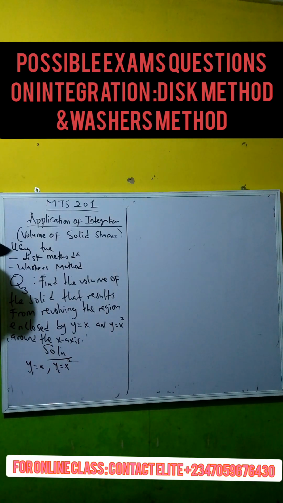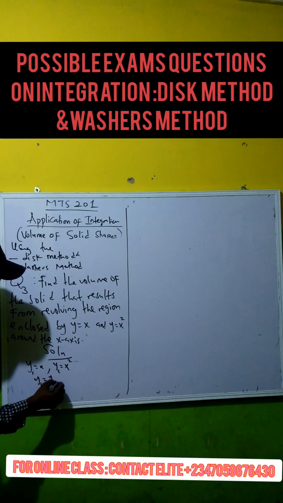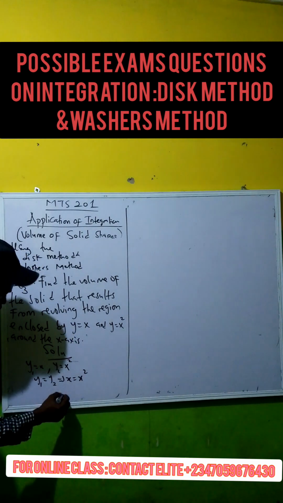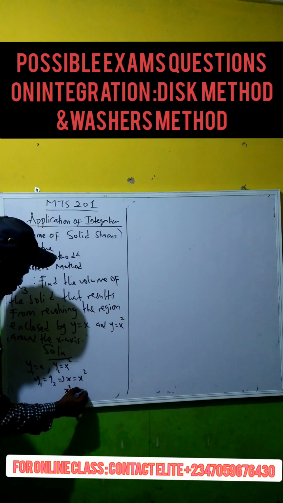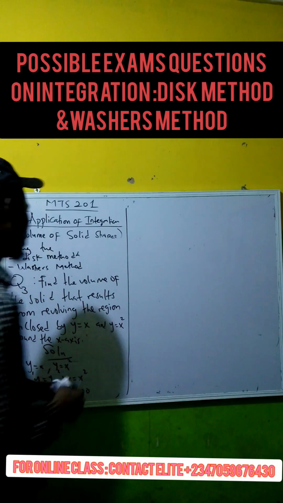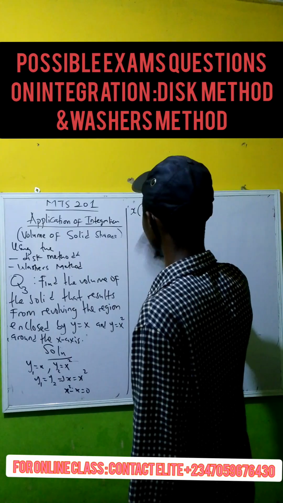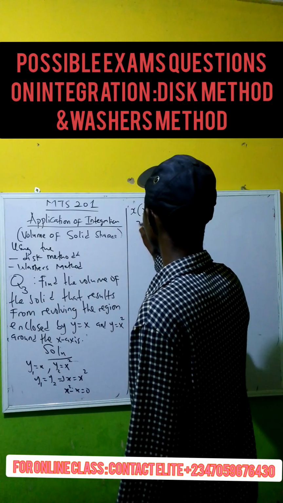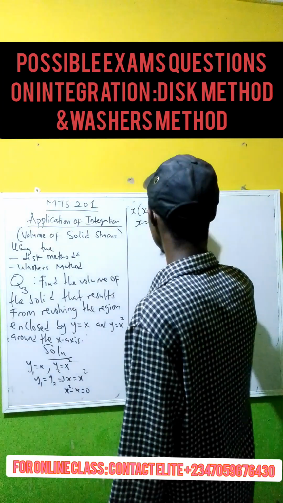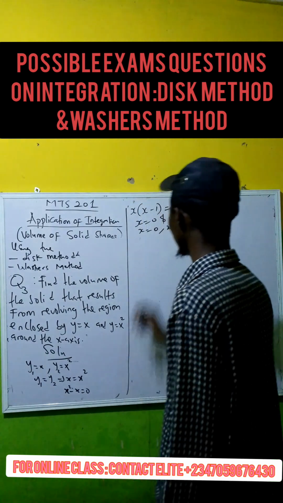What do we do? That will be y1 is equal to y2, which implies that x is equal to x squared. Then we have x squared minus x is equal to 0. It's very easy. So x is common: x times (x minus 1) is equal to 0. So we have x equals 0, and x minus 1 equals 0, which means x equals 1.